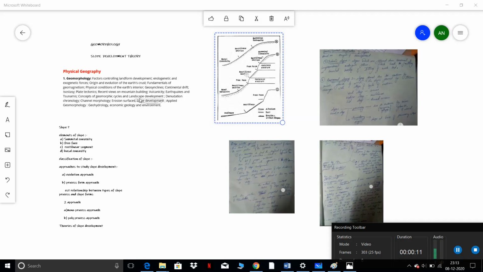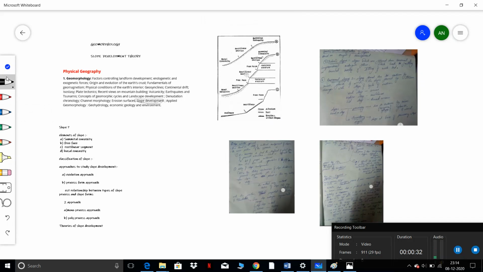This lesson is about slope development, which comes under Geomorphology. I'll be uploading videos on each topic, and I'm also discussing the questions asked in previous year question papers. Now, let's start with the slope concept.